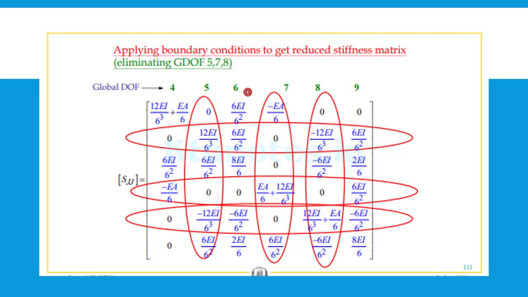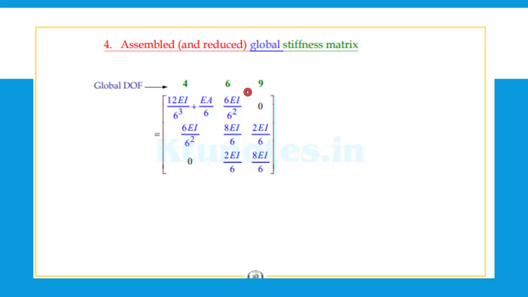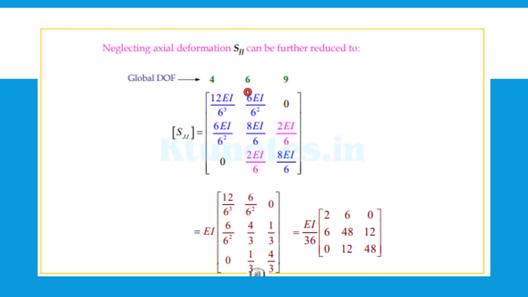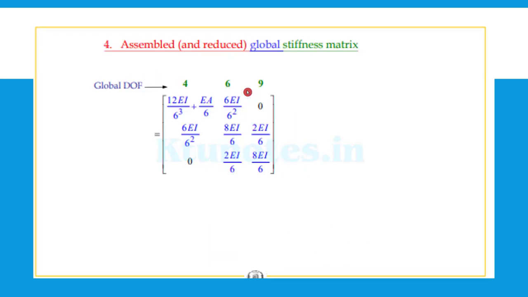values 4, 6 and 9, that is 4 will be the horizontal deformation, 6 will be the rotation, and 9 the rotation will be there. All the other values can be made 0. So all the rows and columns corresponding to 5, 7 and 8 can be cancelled to get a 3 by 3 matrix, 4, 6, 9. So this will be the matrix. Then neglecting the axial deformation, SJJ can be further reduced to 4, 6, 9. That is such an assumption.